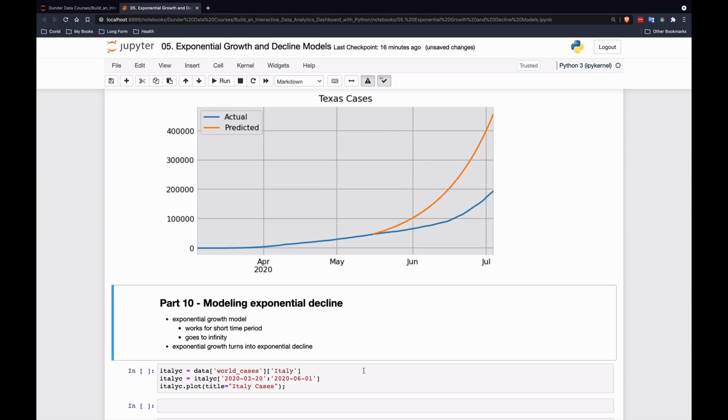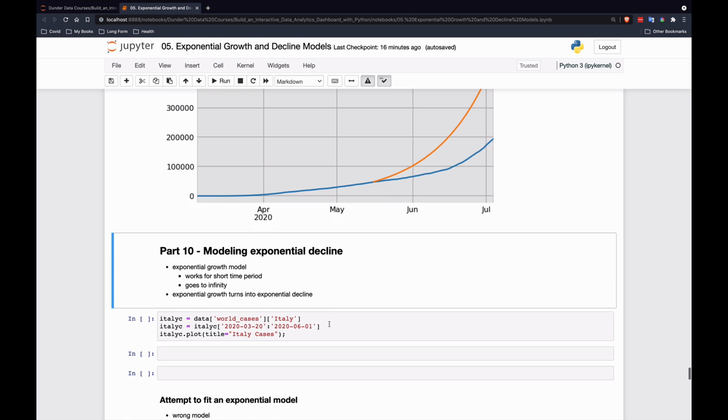Welcome to Part 10, Modeling Exponential Decline. Thus far, we've used exponential growth to model coronavirus cases. While exponential growth works somewhat well in the short term, and it does follow the shape of the curve when the underlying curve has actual exponential growth, it is not viable in the long term because all exponential growth models go off to infinity, and coronavirus curves are clearly capped by the world's population, and what tends to happen to them is that they go from exponential growth into exponential decline.